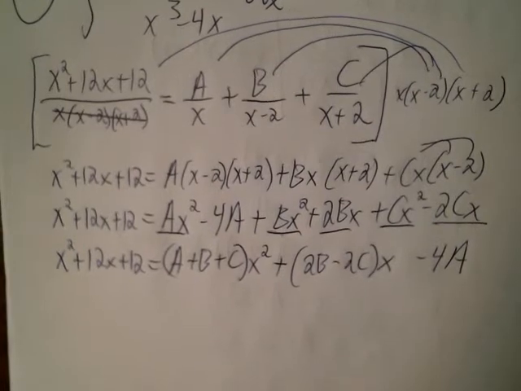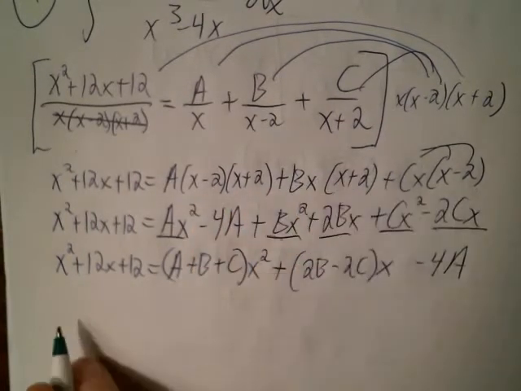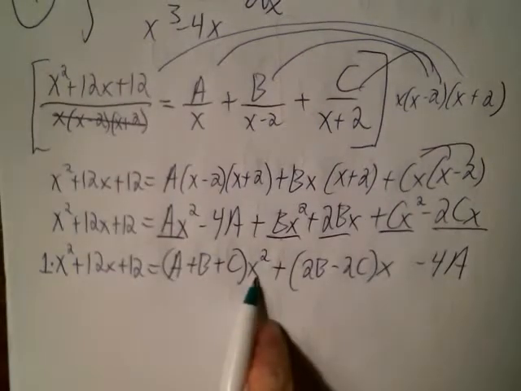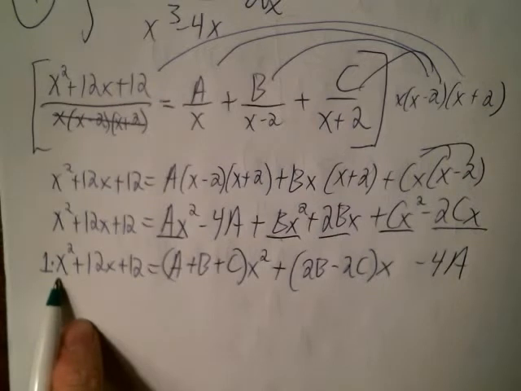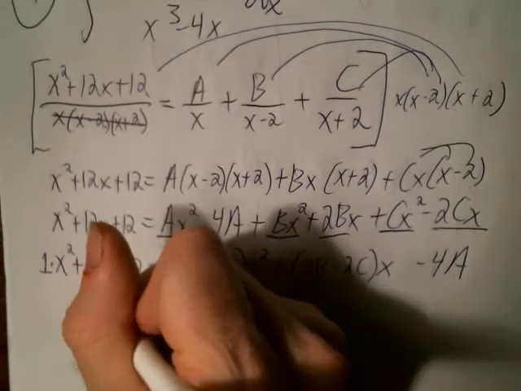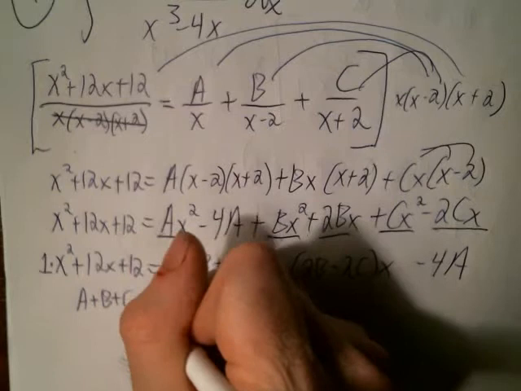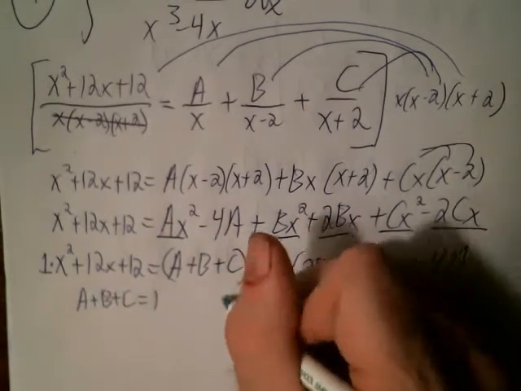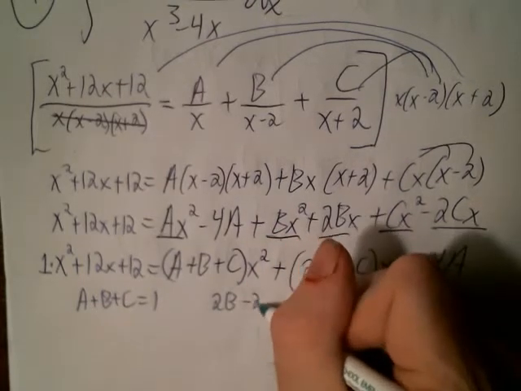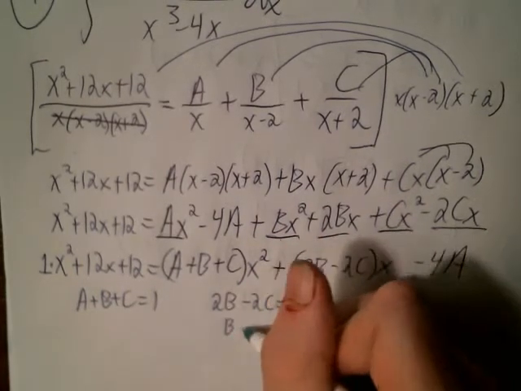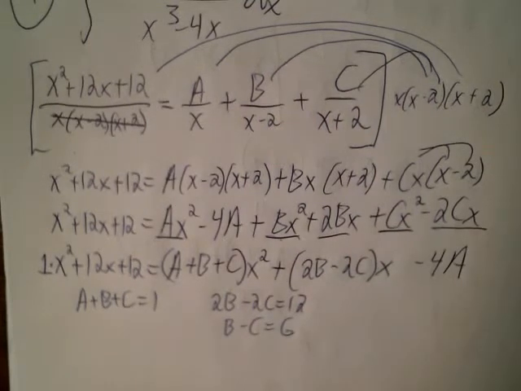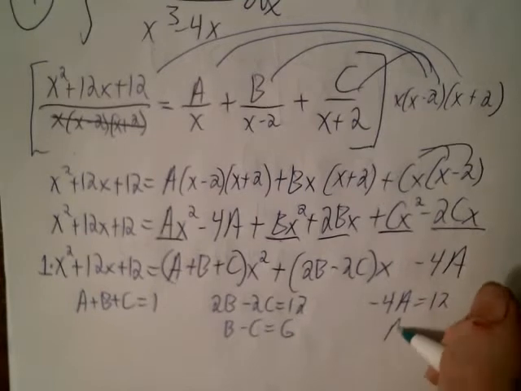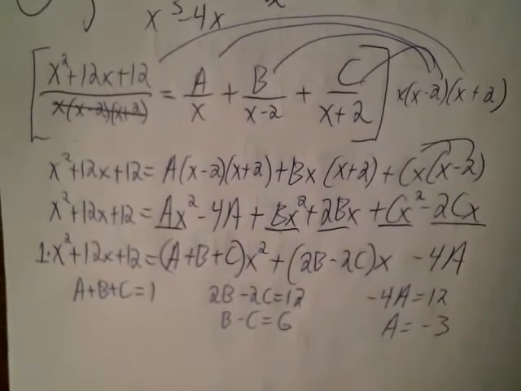Now we can build a system of equations. A plus B plus C must be equal to 1, because the coefficient on x squared here is equal to the coefficient on x squared here. And then the coefficient on this must equal the coefficient on that. So you have 2B minus 2C is 12. In other words, B minus C is 6. And then finally, minus 4A is equal to 12. In other words, A is equal to -3.